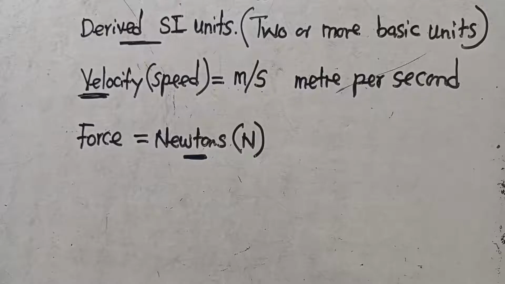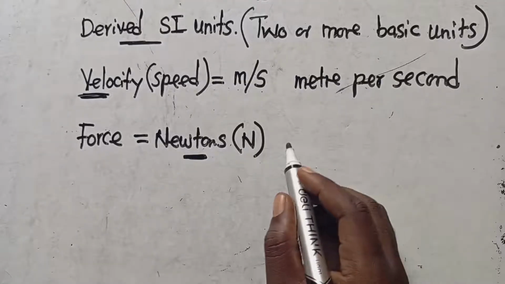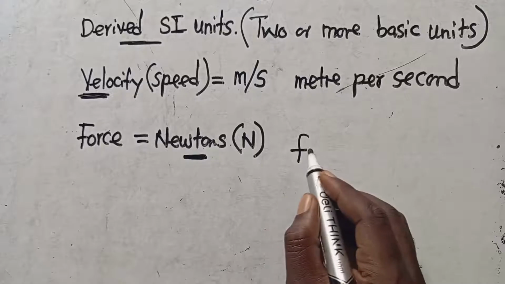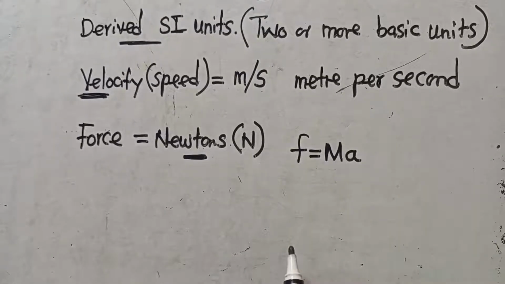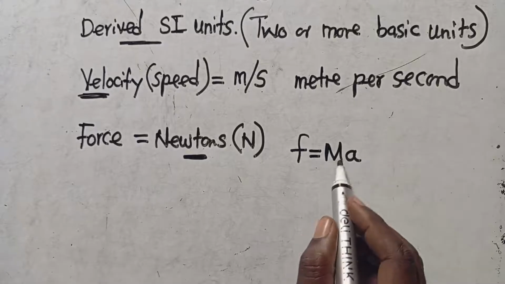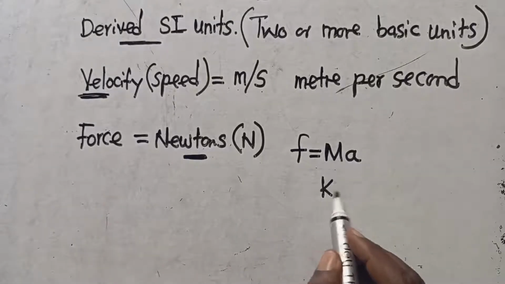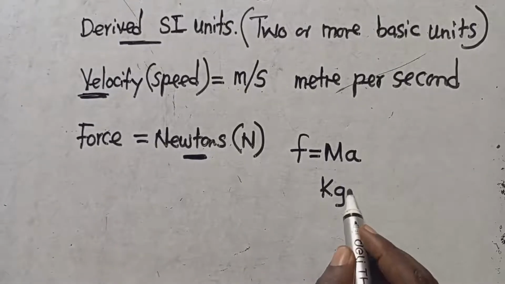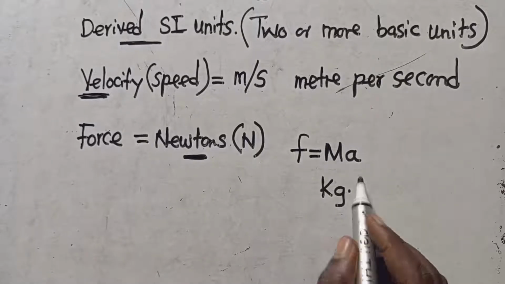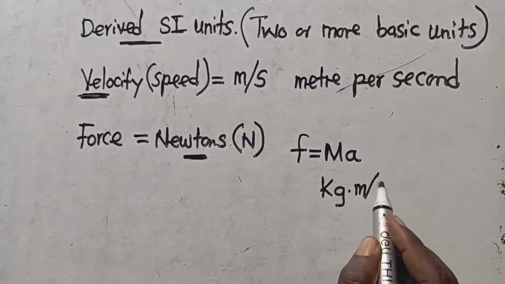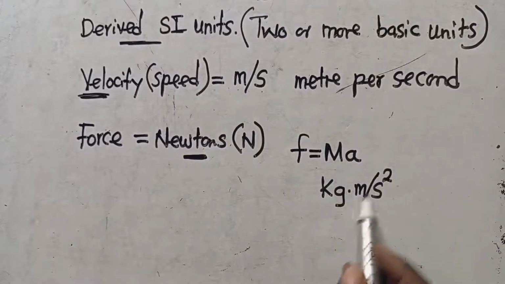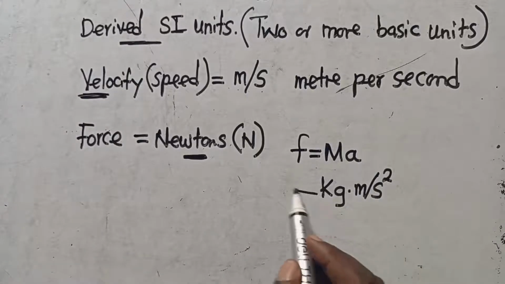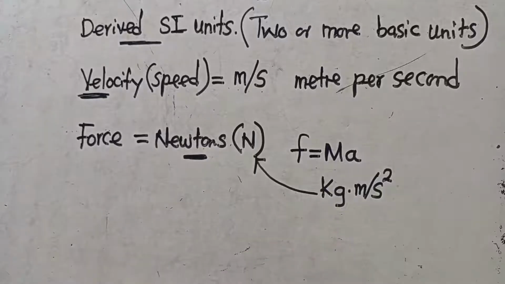Force is a pull or push on an object. And the formula we use to find force is force equals mass times acceleration. The SI unit for mass is kgs. We've got the acceleration. Acceleration is meter per second squared. So when you multiply these, that's when we come up with the newtons.